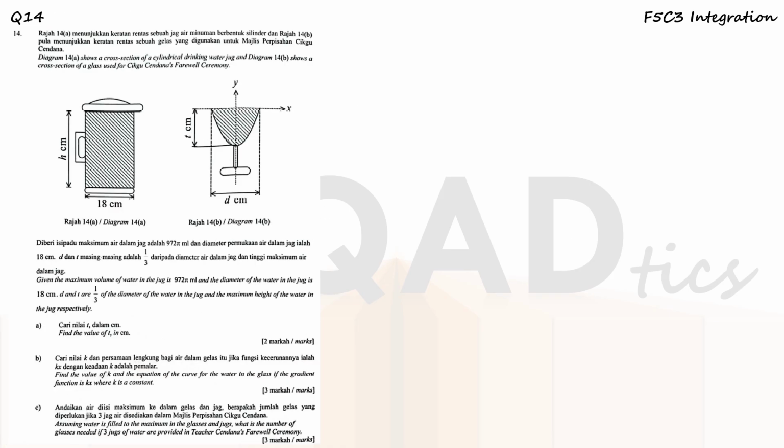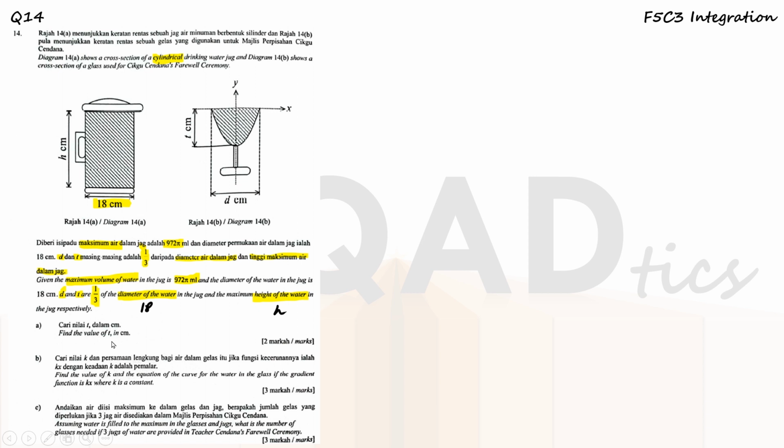Alright, next question comes from the chapter Integration. In this diagram we have a cylindrical drinking water jug and the diameter is 18 cm. Another piece of information is that the maximum volume of water to fill in this jug is 972 pi. To find the value of D, we multiply 1 over 3 with the diameter of the water in the jug, which is 18 cm. To find the value of T, we multiply 1 over 3 as well, but with the maximum height of the water in the jug, which is H.